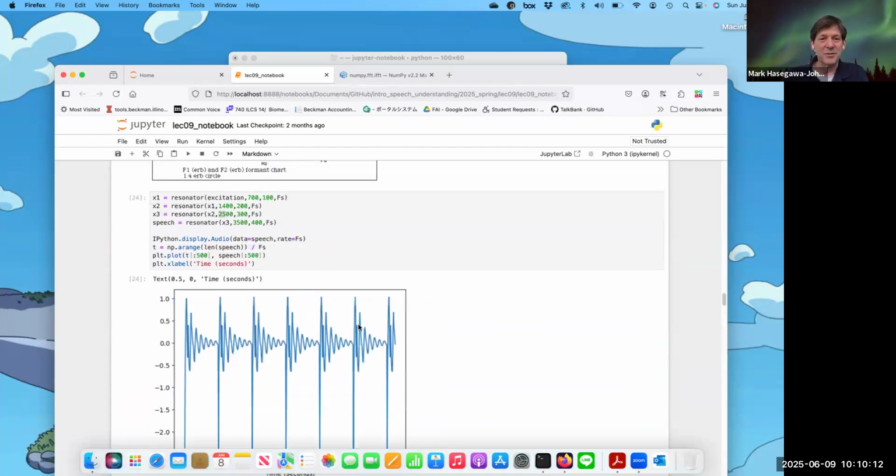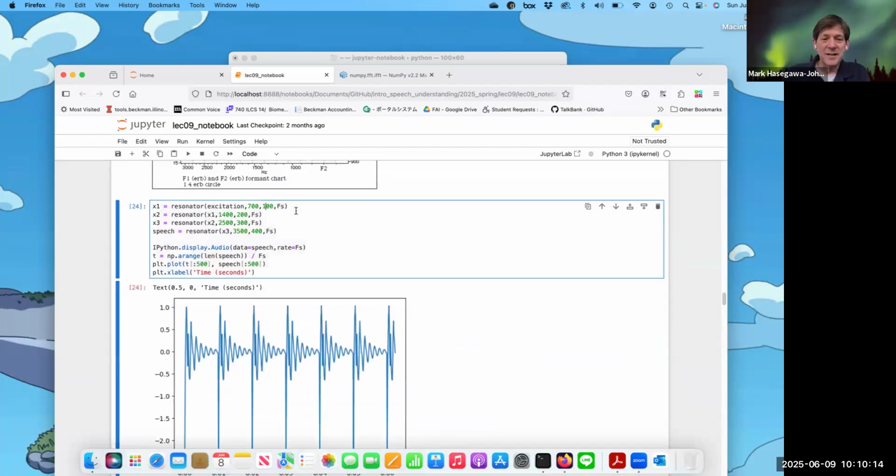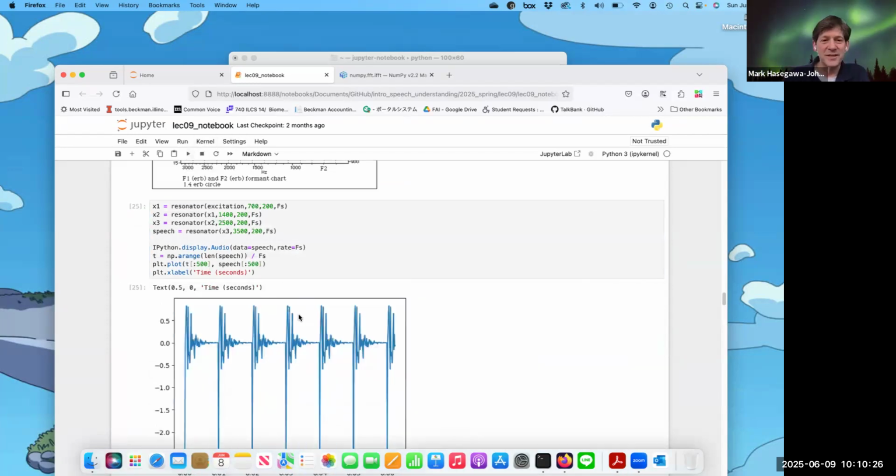Let's check that by changing the bandwidths of all of these resonances. Let's make them all 200 hertz all the way along. If we change all of those bandwidths, we should get a different sound, but we should also get a spectrum where all of those peaks have about the same amplitude. Let's check and see if that works.